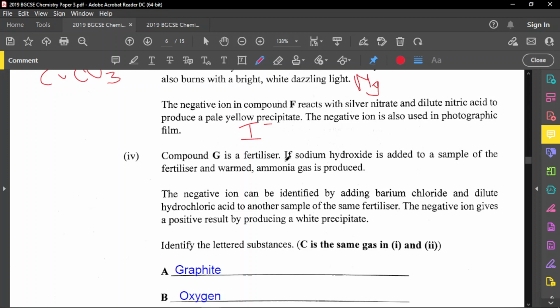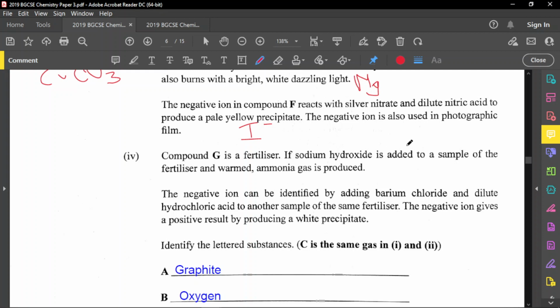Now, compound G is a fertilizer. If sodium hydroxide is added to a sample of this fertilizer and warmed, ammonia gas is produced. They say the negative ion can be identified by adding barium chloride and dilute hydrochloric acid to another sample of the same fertilizer. The negative ion gives a positive result by producing a white precipitate. It says to identify the lettered substances, and we've added most of them. But the compound here is a fertilizer, and if it reacts with sodium hydroxide and is warmed, you get ammonia gas. So you know that this must be a nitrate fertilizer.